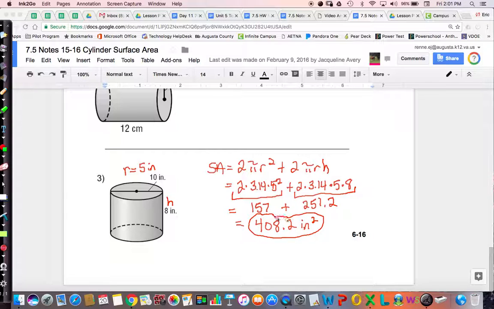Now, this is just a reminder when you are rounding. If it says round to the nearest tenth, you only have to round it to the nearest tenth if there are more than 2 place values after the decimal. If there's only 1 place value, you're good to go. If your answer comes out to be a whole number, you're good to go. So when it says to round to the nearest tenth, you only have to round if there's more than 2 place values after the decimal.